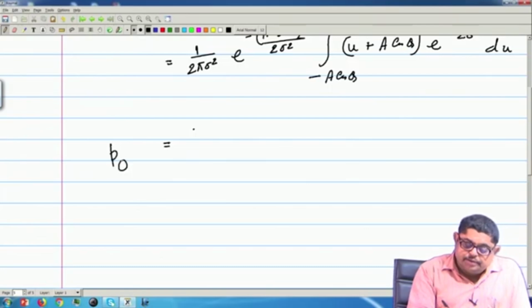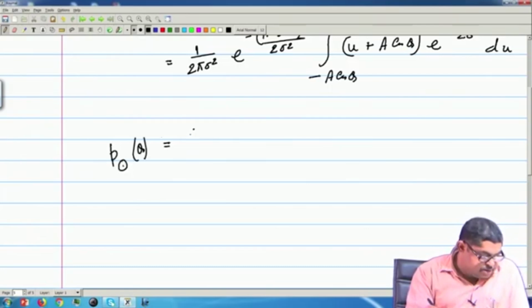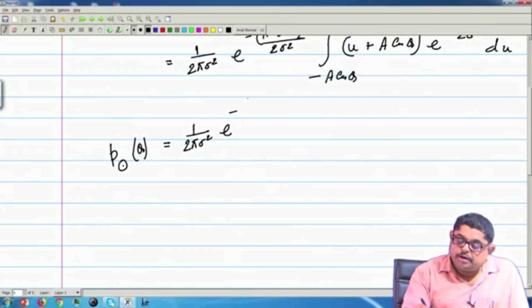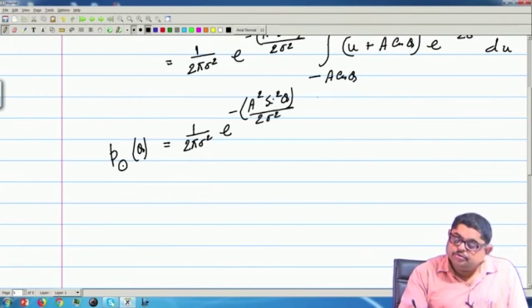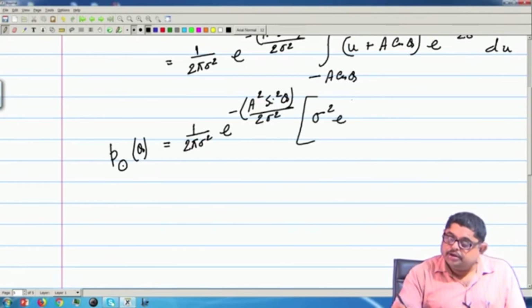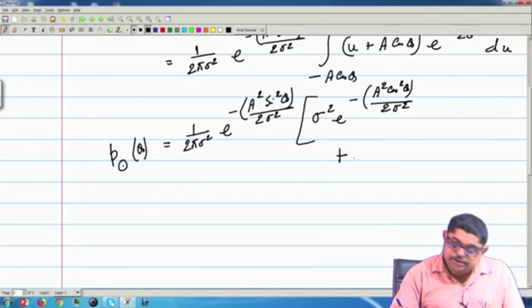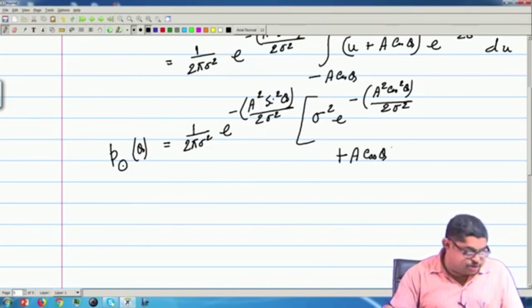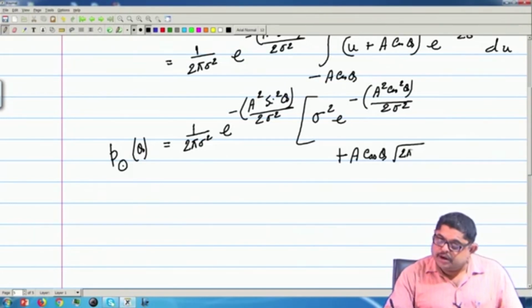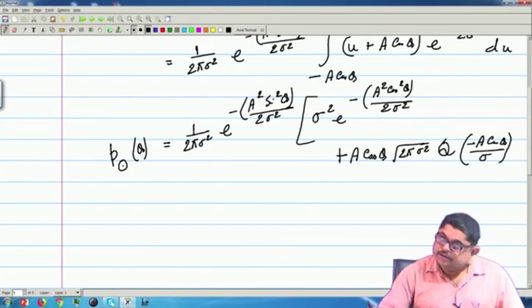So, I can write the final answer as 1 by 2 pi sigma square e to the power minus A square sin square theta by 2 sigma square, e to the power minus A square cos square theta by 2 sigma square, plus A cos theta by root over 2 pi sigma square, then Q function minus A cos theta by sigma.